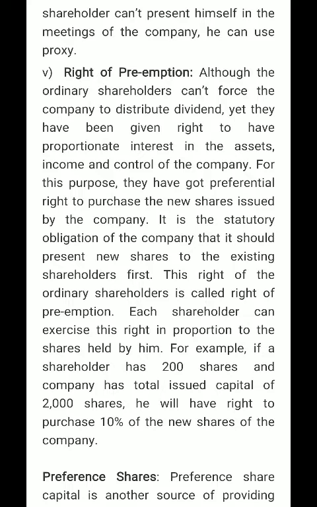That is, हम किस तरीके से कह सकते हैं? हम कह सकते हैं जैसे अगर किसी के पास 200 शेयर्स हैं, the company has totally issued capital of 200 shares. He will have the right to purchase 10% of the new shares of the company. तो उसके पास 10% का राइट होता है. तो वो सिर्फ 200 के जो शेयर्स हैं उसको इशू कैपिटल मान सकता है.